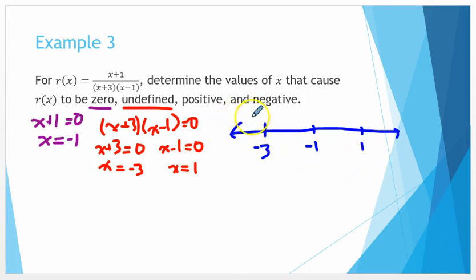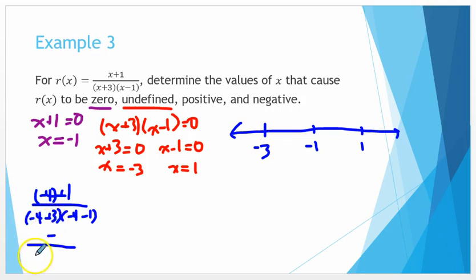So plugging in numbers from each of these test sections, if you plug in -4, for example, you'll have -4 plus 1 over -4 plus 3 and -4 minus 1. Well, on top, -4 plus 1, that would give me a negative number. In the bottom, a -4 plus 3 is also a negative.